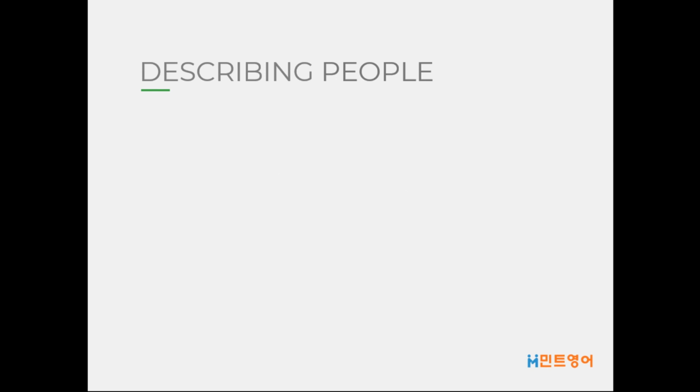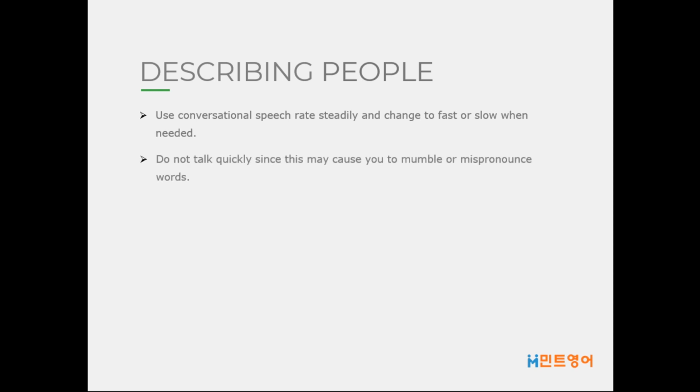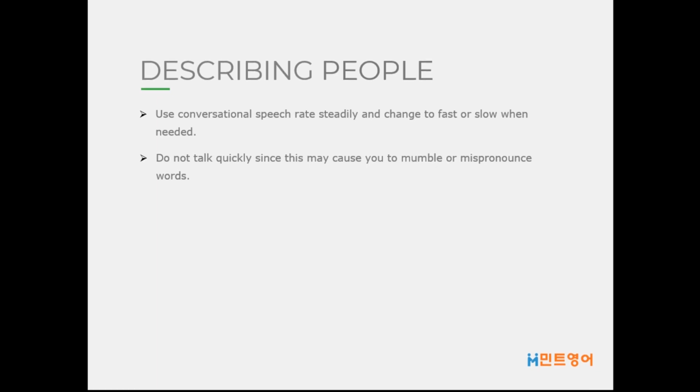Since your answer for the cue card question is long, control your speech rate. Use conversational speech rate steadily and change to fast or slow when needed. Do not talk quickly, since this will cause you to mumble or mispronounce words. If this happens, your score for some of the IELTS criteria will be compromised. Do not be pressured by the time and stay focused in organising your thoughts.